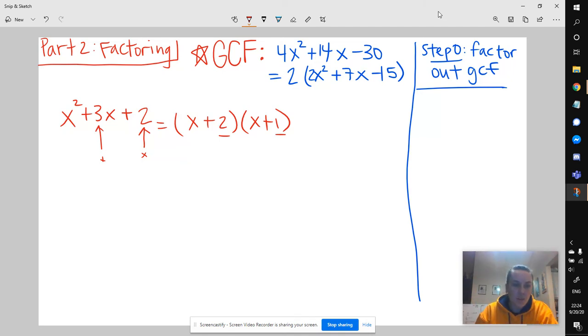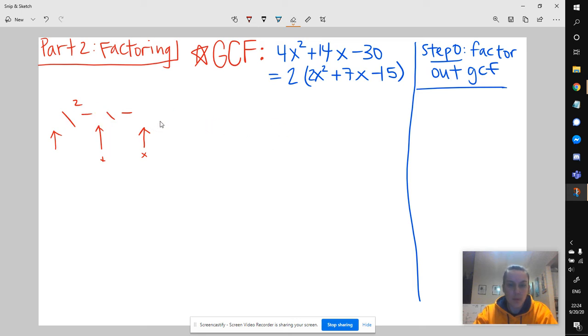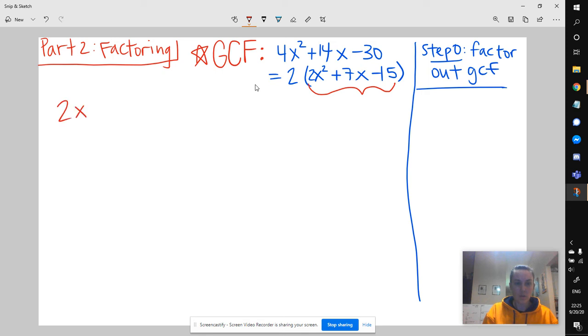But this one's easier because our first term is 1. Basically, it's not there. We don't have a coefficient out front. But let's do a harder one, namely this one up top. Okay, so we factored out the 2. Let's just consider this part real quick. And then when we have our answer, we'll slap the 2 back on the front. But over here, we've got 2x squared plus 7x minus 15, and we want to factor that.